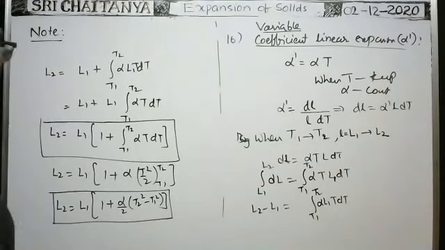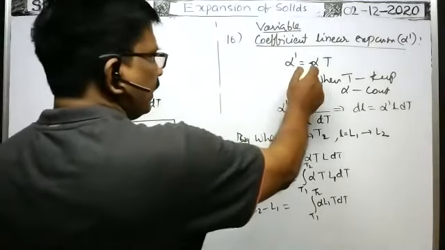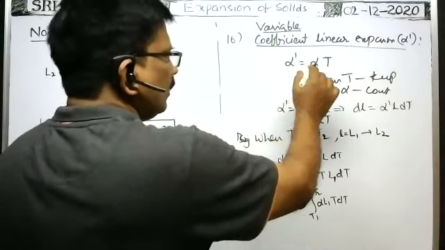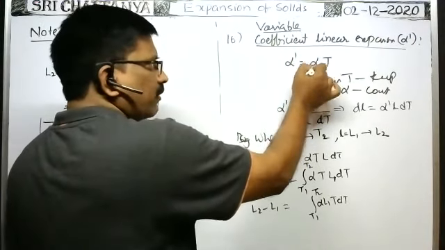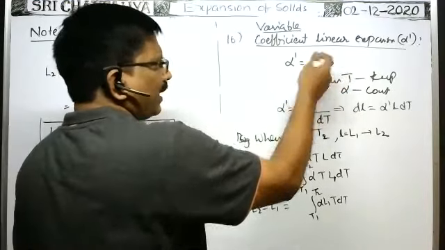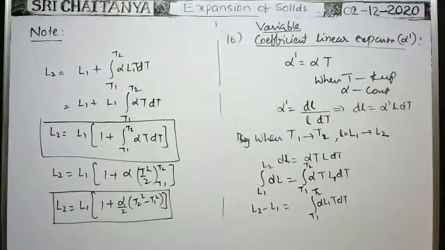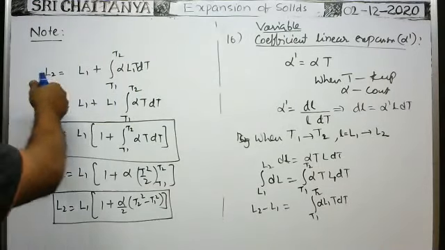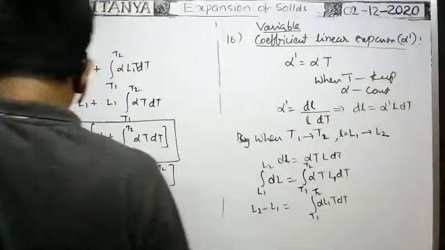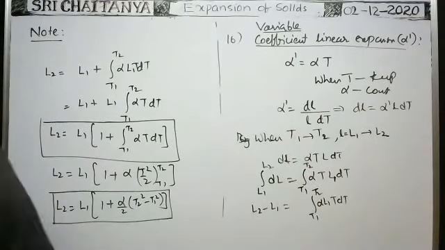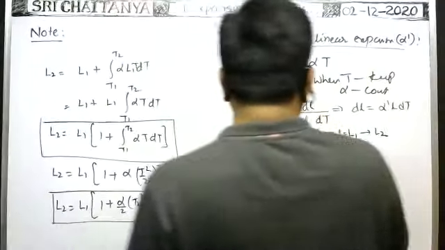So this is the case whenever a variable coefficient of linear expansion is there. Sometimes they may give alpha by t, alpha into t square, whatever it may be. This is the procedure we have to follow. So this is one more concept. Next, the bimetallic strip, which is very, very important. Seventeenth one, bimetallic strip.